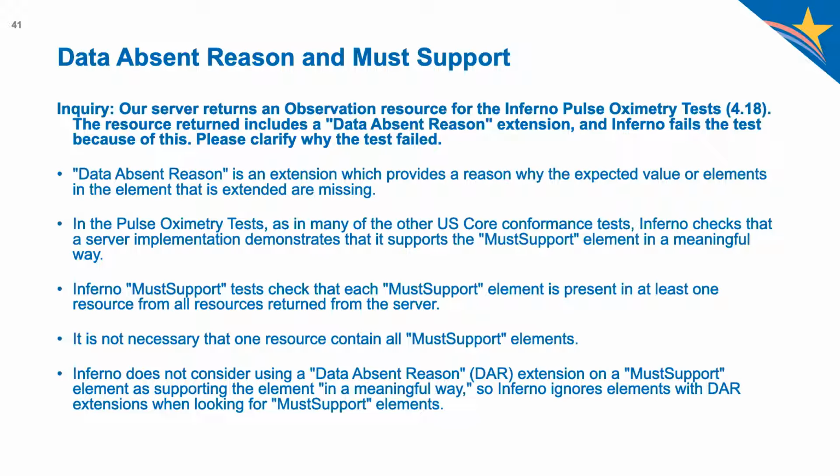In pulse oximetry tests, as in many of the other US Core conformance tests, Inferno checks that a server implementation demonstrates that it supports the must support element in a meaningful way. Inferno must support tests check that each must support element is present in at least one resource from all resources returned from the server. It is not necessary that one resource contain all must support elements, and Inferno does not consider using a data absent reason extension on a must support element as supporting the element in a meaningful way. So Inferno ignores elements with data absent reason extensions when looking for must support elements.